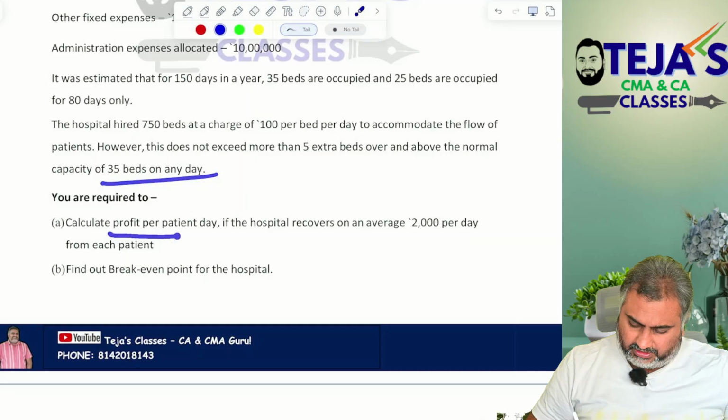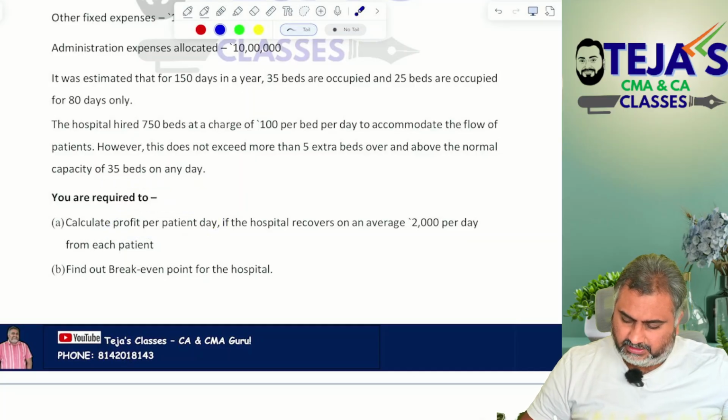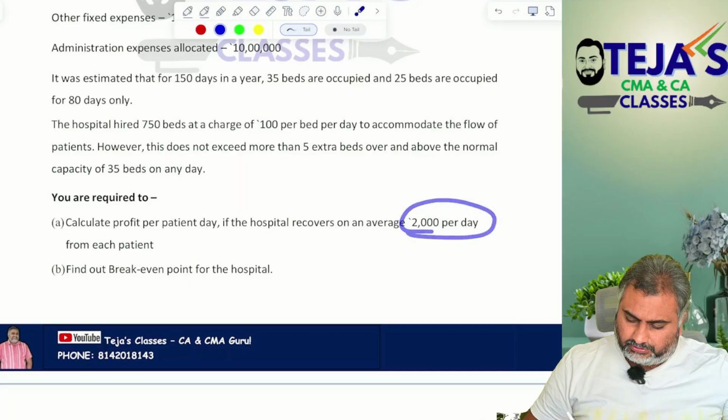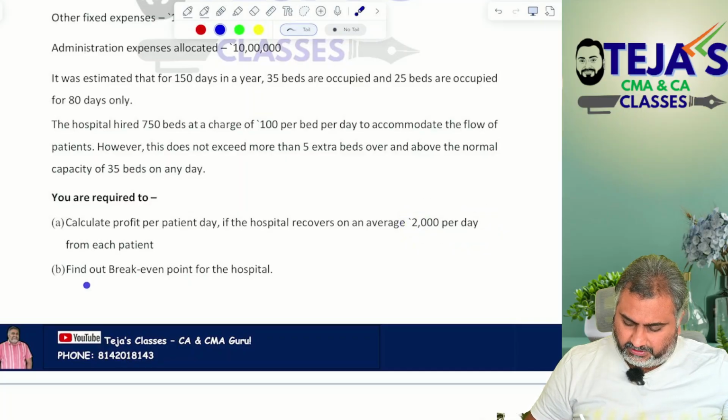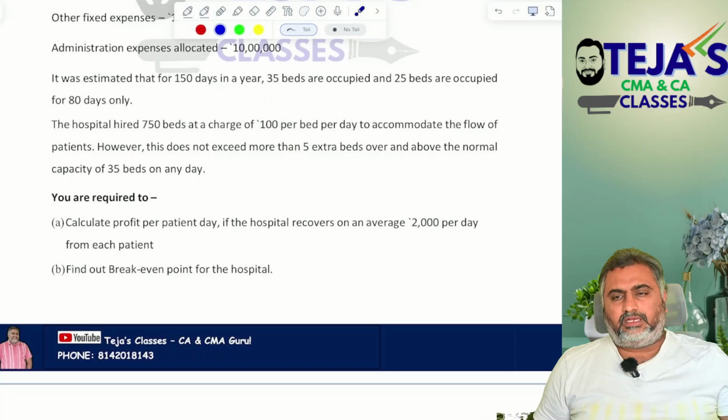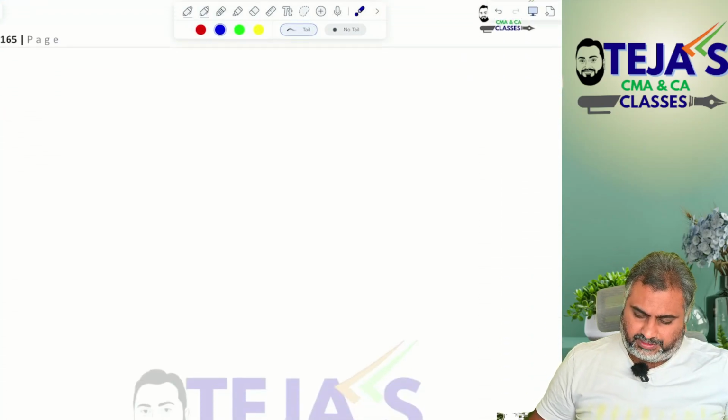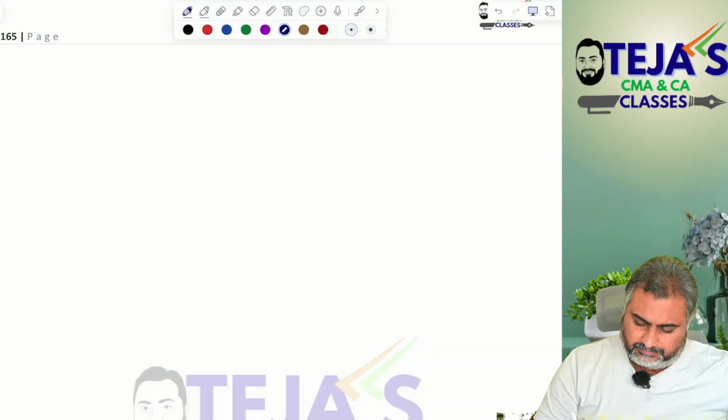What they are asking: calculate the profit per patient day. If the hospital recovers an average 2000 per day from each patient, find out the break-even point from the hospital's point of view. Okay sir, so let's start.